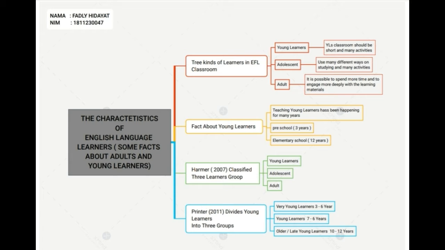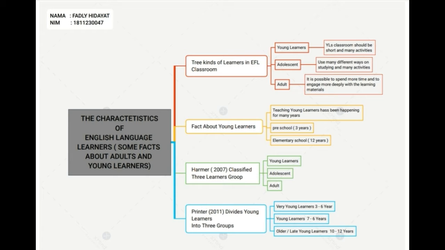Today, I would like to tell you about the characteristics of English language learners. There are some facts about adults and young learners. The first one is the description of the course. This unit is designed to show the distinction between characteristics and to design teaching activities.